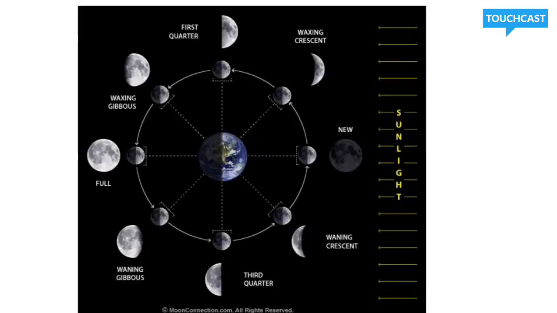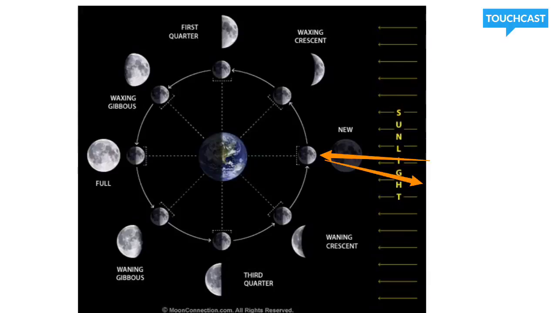Alright, now this is a model that's commonly used to kind of show how the light is being reflected from our sun back to Earth. Now if you look here at the new moon, the light comes from the sun, hits the moon, and then bounces back out. And someone on Earth wouldn't be able to see it. That's why the moon looks completely dark.